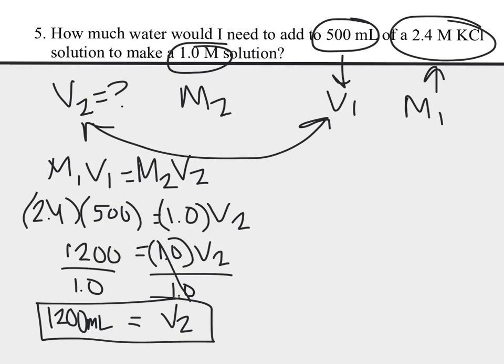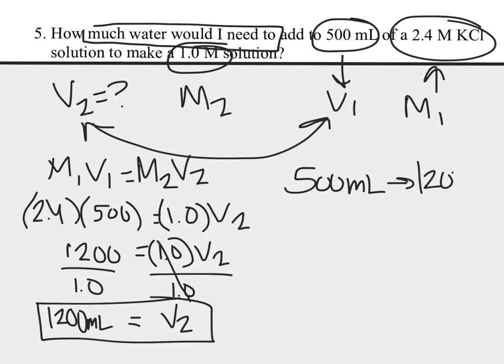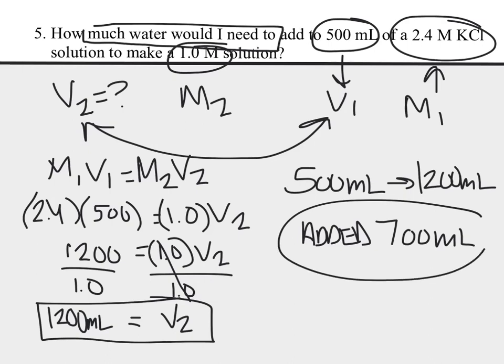But that's not technically what the question was asking. It was asking how much water would I need to add. So if I went from 500 milliliters and diluted it to 1200 milliliters, that means I added how many milliliters? Well, that's simple, right? Just do 1200 minus 500. So I added 700 milliliters. So to answer the question correctly, we added 700 milliliters, even though that final 1 molar solution was 1200 milliliters.